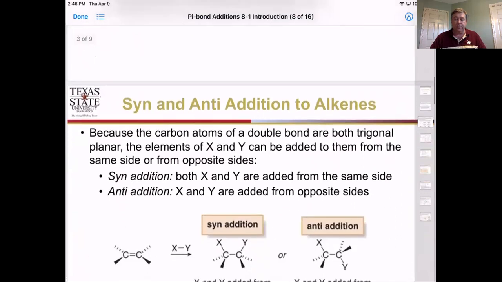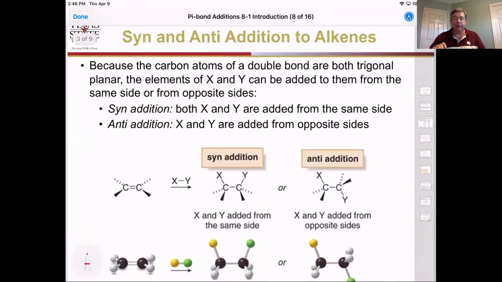Okay, so the first thing we need to think about when we have these reactions is that because this is a flat trigonal planar molecule, we can add the two sigma bonds in two different ways. The first one is syn addition, where both of those new sigma bonds attach on the same side of that double bond, or we can have what we call anti addition, where one sigma bond is created above the plane and one sigma bond is created below the plane. Because those are two different ways to do it, they actually typically have a different mechanism.